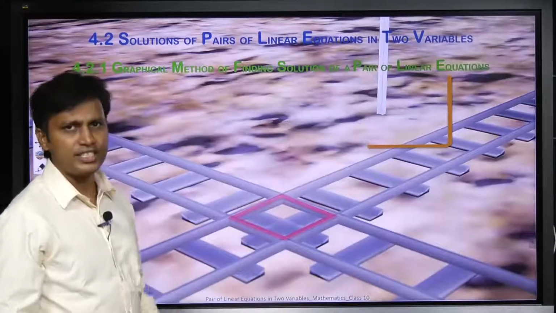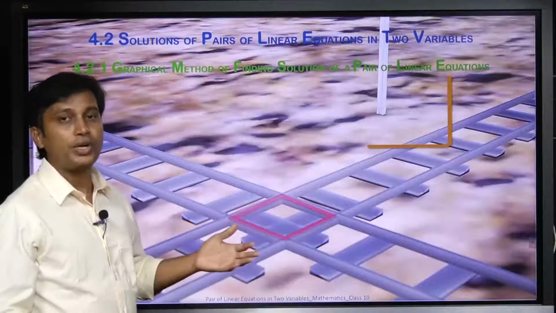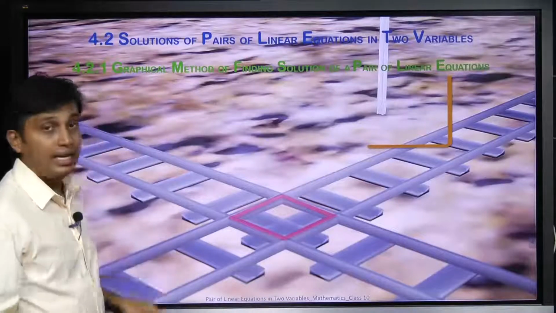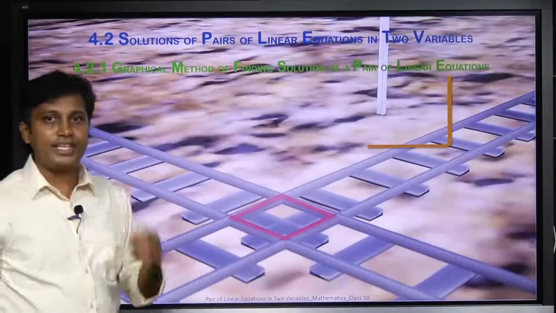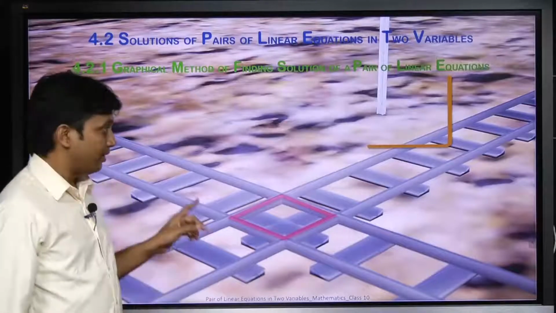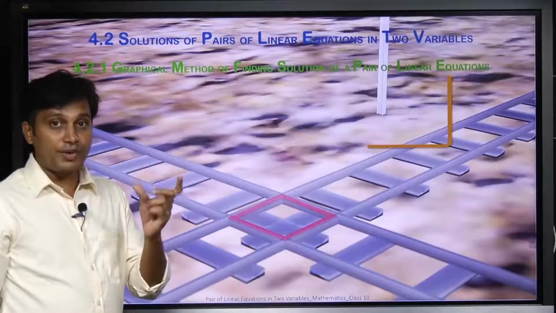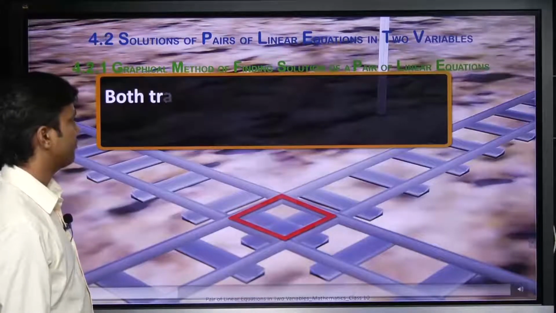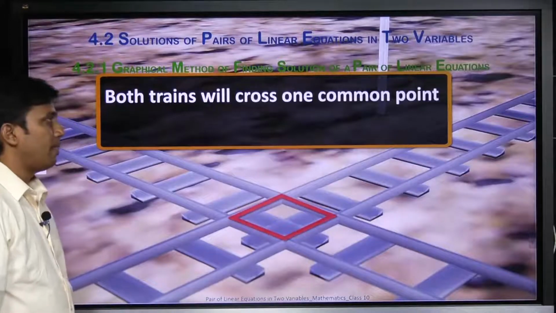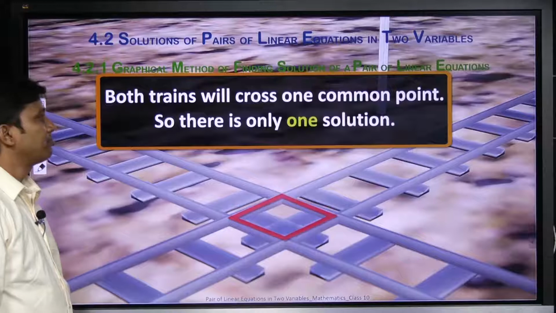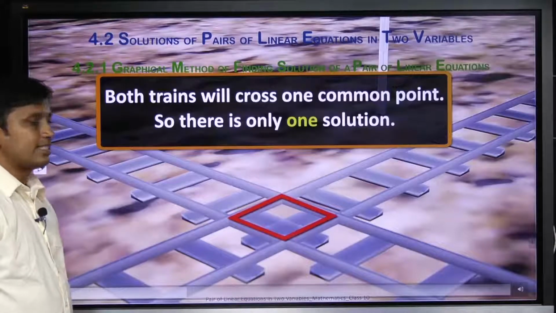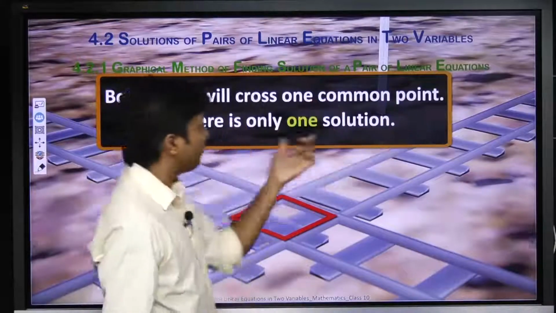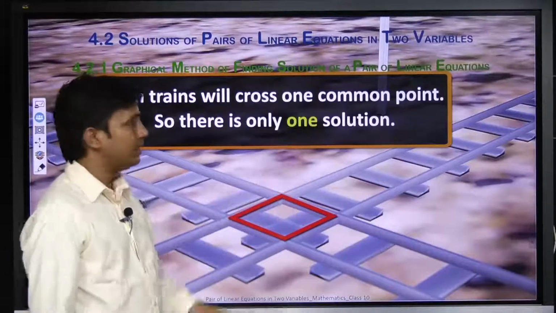This is a daily life example, and using this real life example, you can easily understand what the point of intersection of two lines is. Understood? Now after seeing this visual, we'll take a pair of linear equations and solve them, and then observe that one solution is provided for what type of equations. Just see here, both the trains cross at one common point. Therefore the common point is called the solution. Understood? This is one solution.